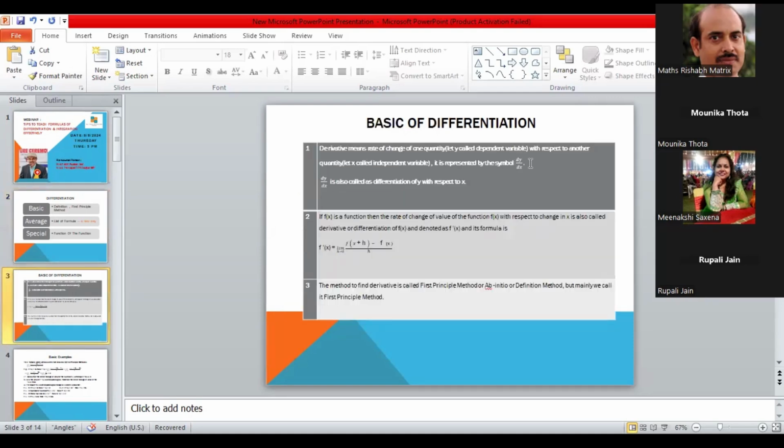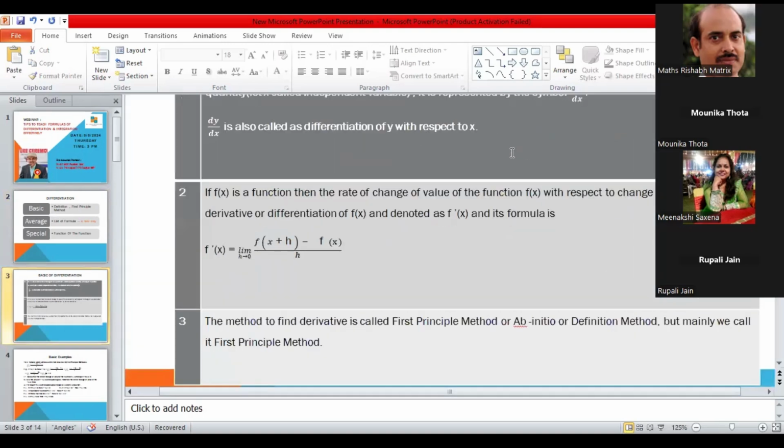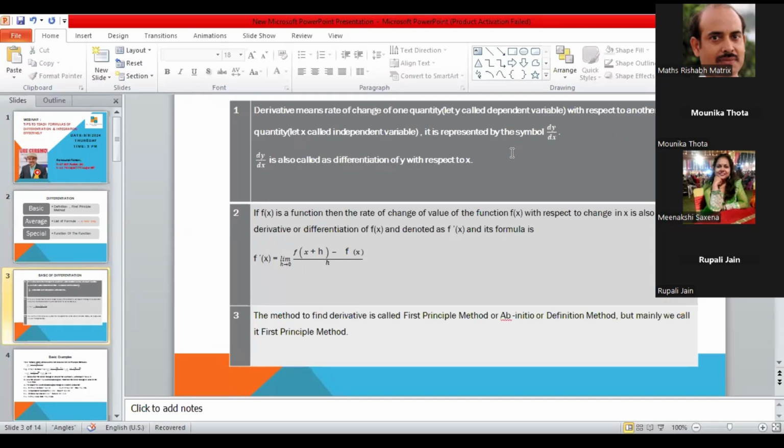So when we talk about the basics, we should define the derivative in a very simple and concise manner. The derivative means the rate of change of one quantity, normally represented by the letter y, which we call the dependent variable, with respect to the independent variable, which is denoted by x. So we have to tell the children that dy by dx is a symbol which represents this.